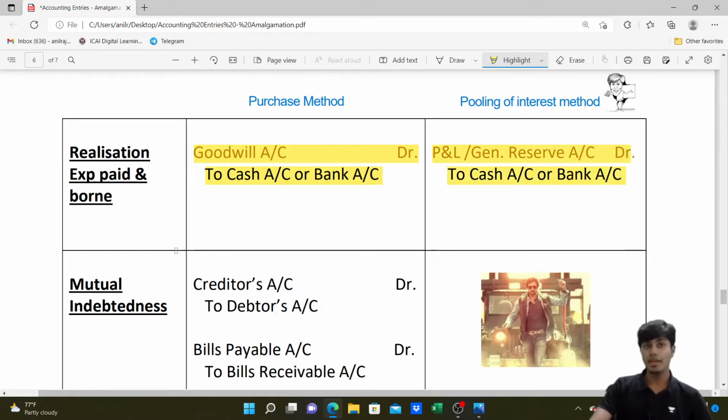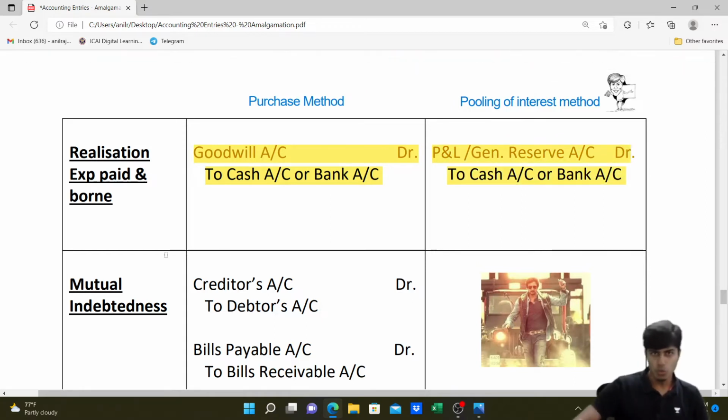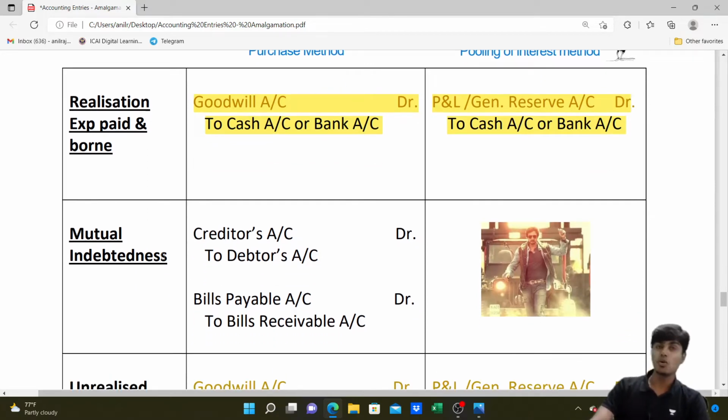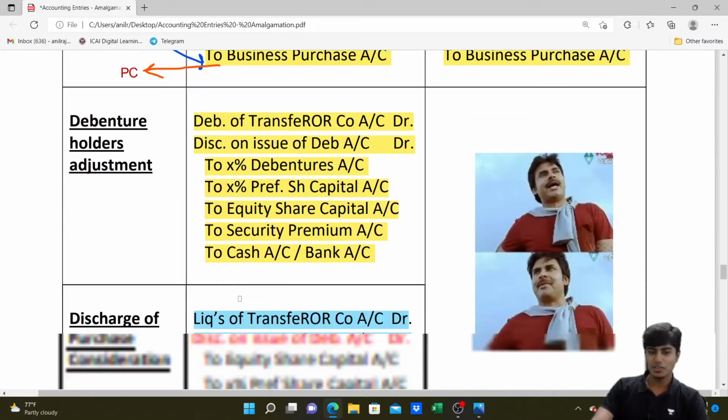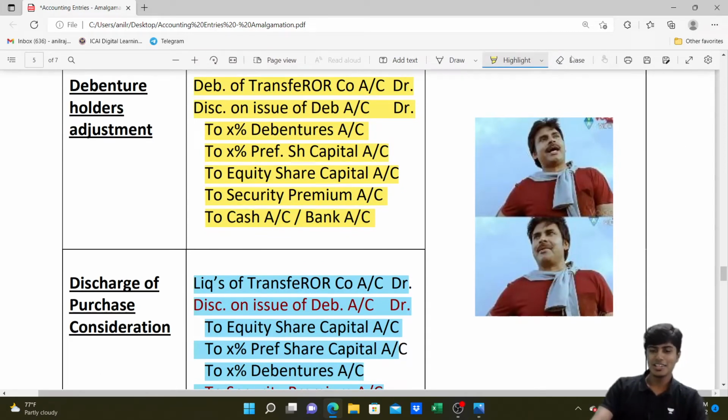Got this? Then comes a very interesting case of mutual indebtedness. What is mutual indebtedness? This is before the basic amalgamation or merger happened. Oh, I was wondering, did you guys understand here when I told these two entries are the same in this case? So it is same to same.